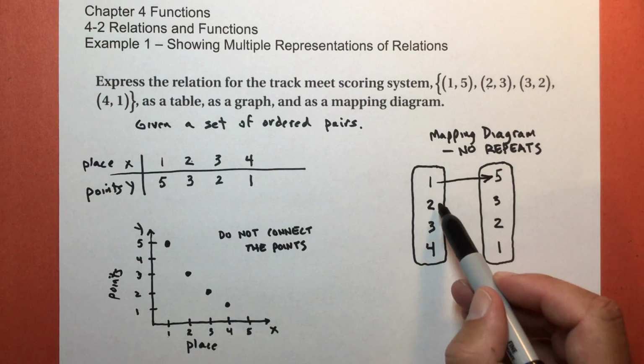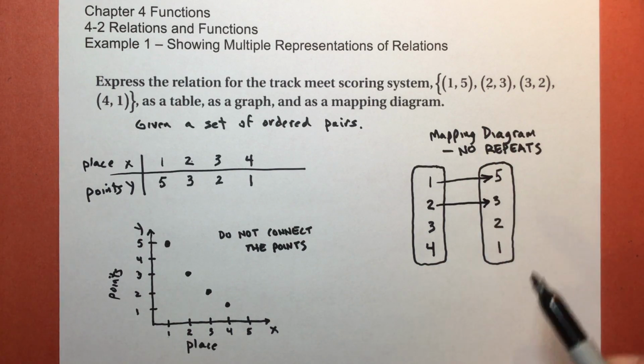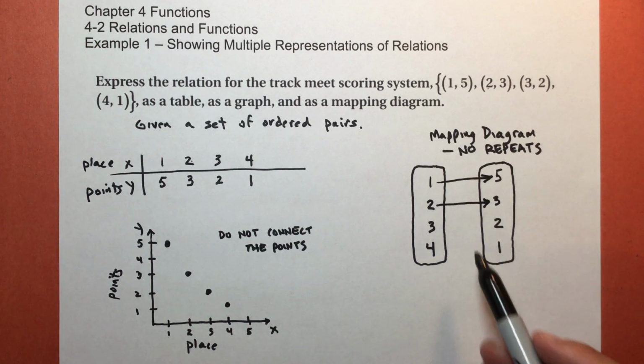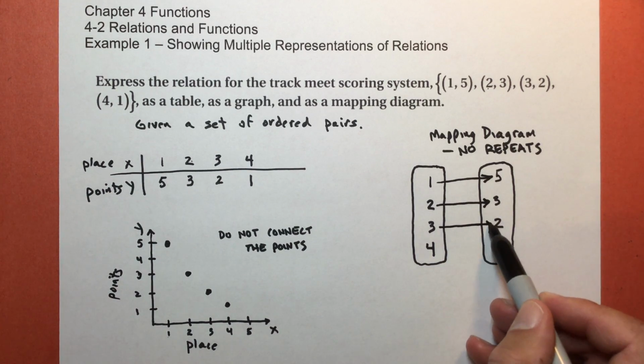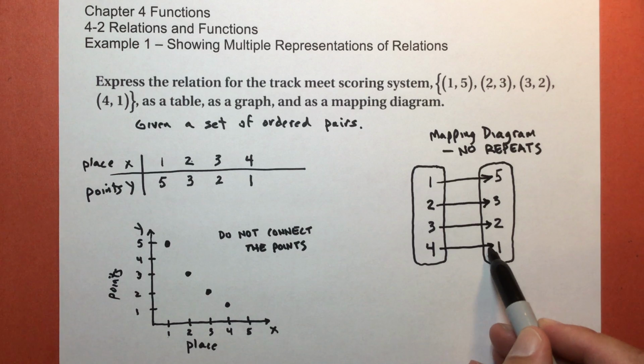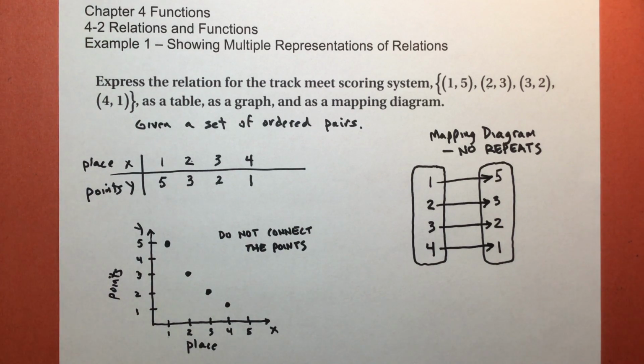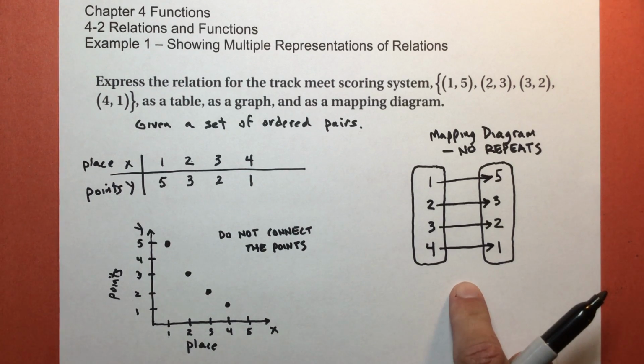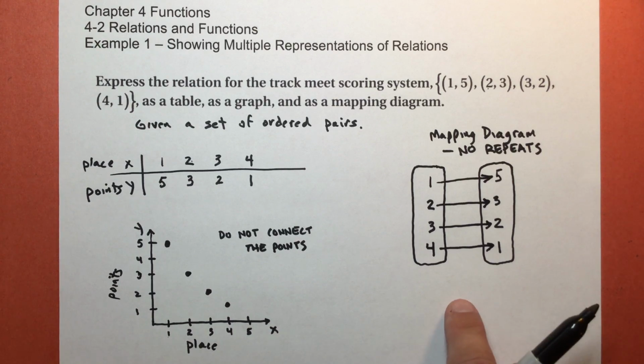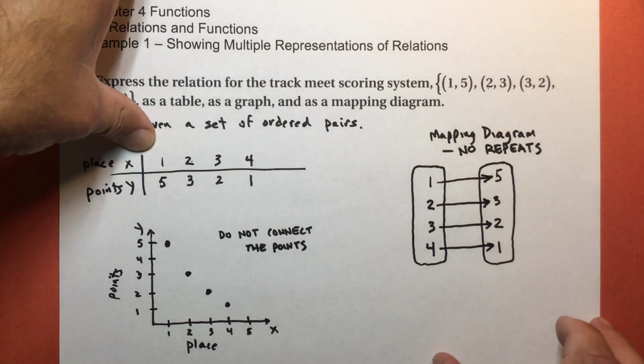2 is matched up with 3. So again, arrow. This tells me 2 goes to 3. 3 goes to 2. And 4 goes to 1. And that is how I draw a mapping diagram. You're going to see more of those later in some of the next videos we're going to have when we start talking about domain and range and whether this relation is a function. But let's do another example.